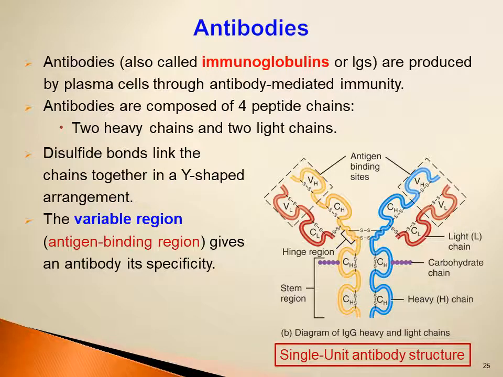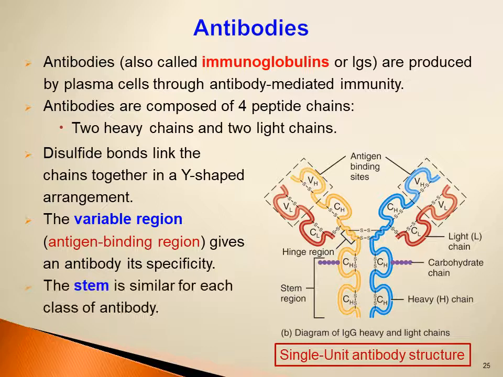Disulfide bonds link the chains together in a Y-shaped arrangement. There is something called the variable region, or the antigen binding region, that gives the antibody its specificity. Here we can find the antigen binding sites, and these are the variable regions, which are different from one antibody to another. The stem region is similar for each class of antibodies. We have 5 classes of antibodies, and the stem is the same in each class.